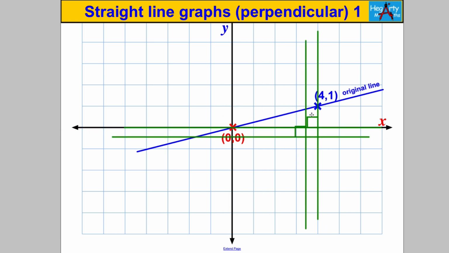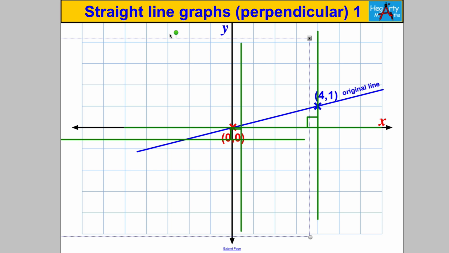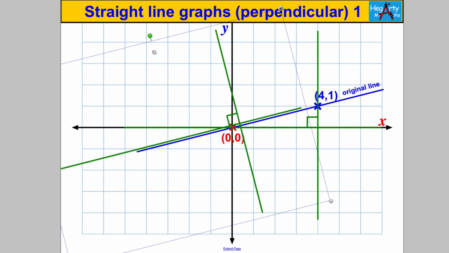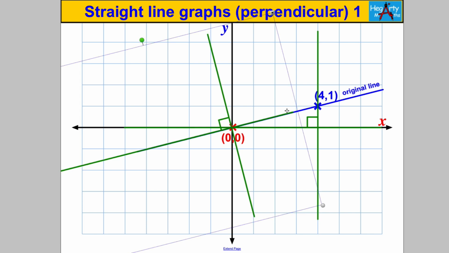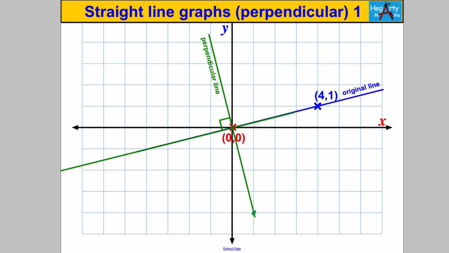Now I'm going to take this and twist it so the bottom of it is in line with the blue line, and I'm going to put it through 0, 0 like that. And now this part of the line here is perpendicular to my original line because they're meeting at right angles to each other. So let me clear that up and it will look something like that. So let's work out the gradient of my original line. As I move to the right by 4, I go up 1. Its gradient is a quarter.